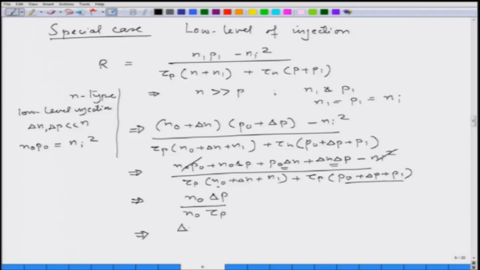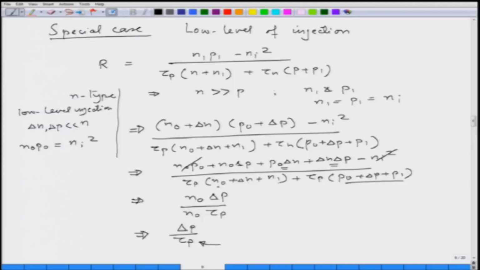You can see nicely that this expression for the steady state recombination rate reduces to what we have earlier derived for band to band transition, an exponential decay of excess carrier concentration with the lifetime. And so, you can see why a similar expression is obtained in the special case of low level of injection.